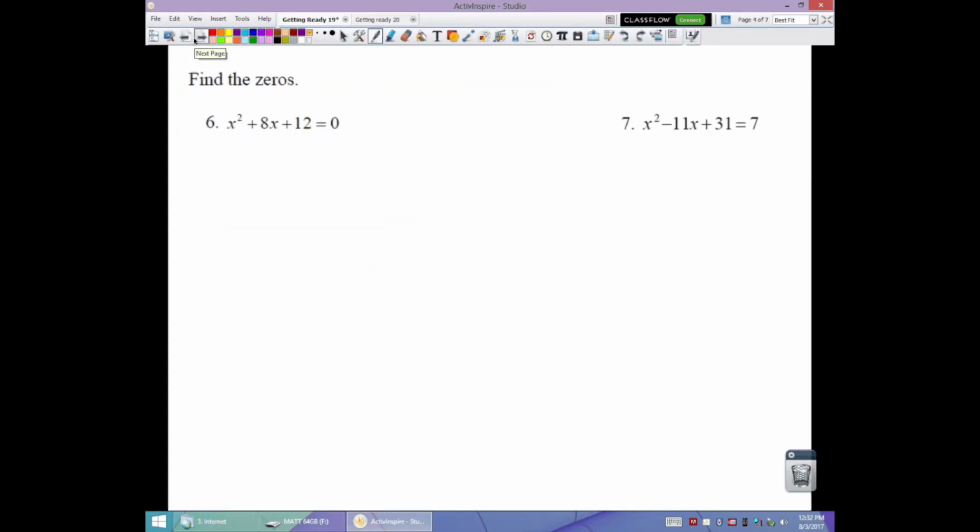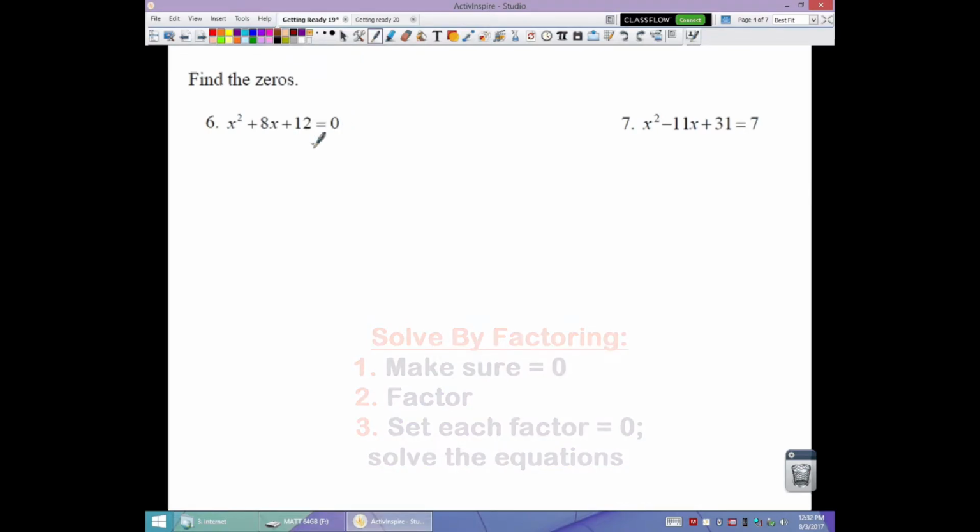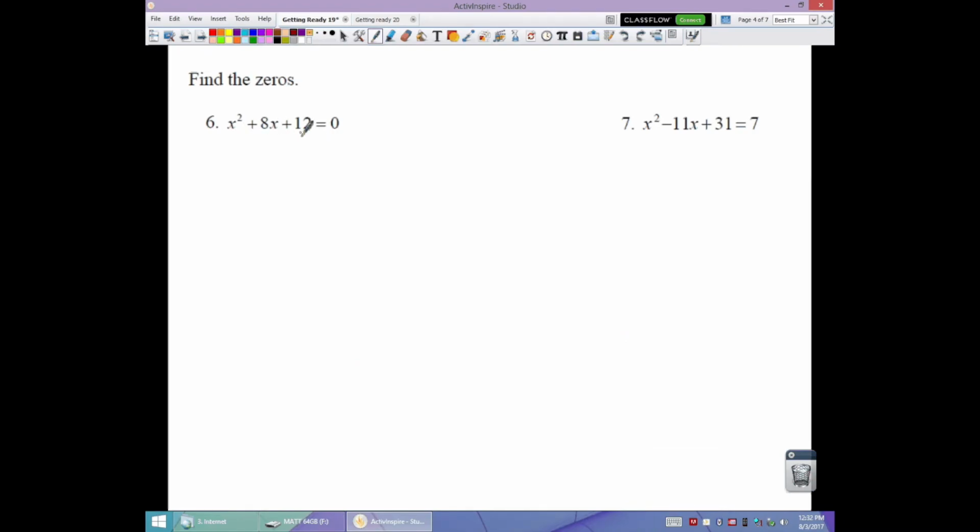Change of directions. Find the zeros. Same thing. Solve it. Find the x-intercepts. So first step, is it equal to 0? Yes, it is. Second step, is it factored? Not yet. Look for a GCF, but there is none.